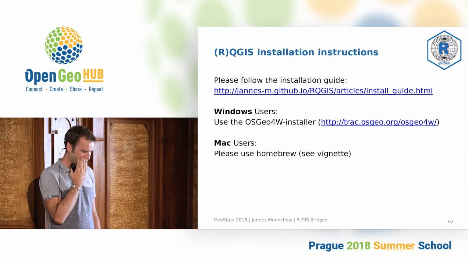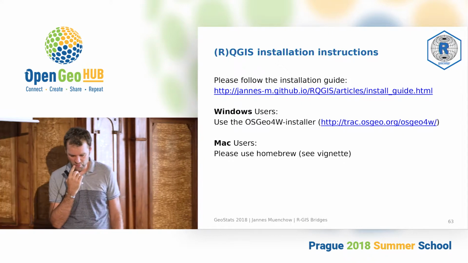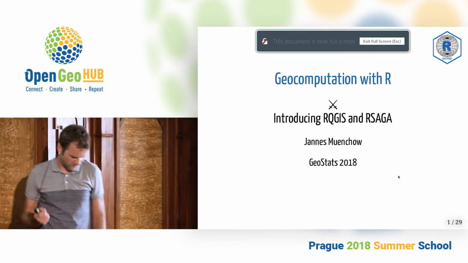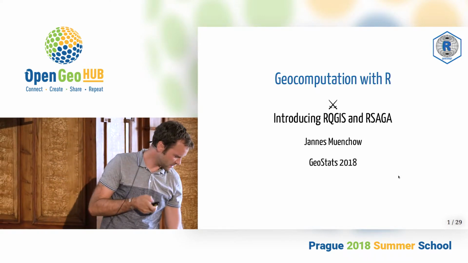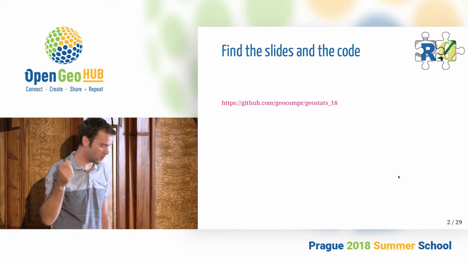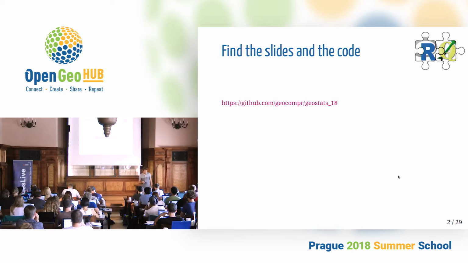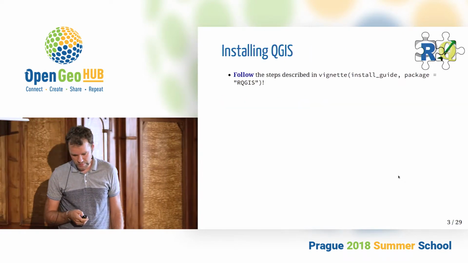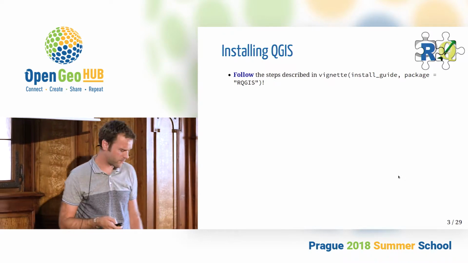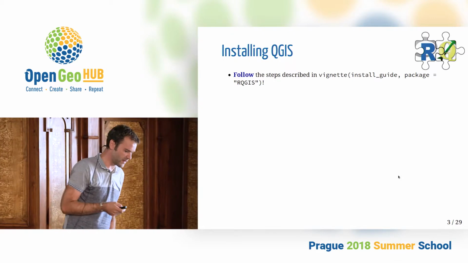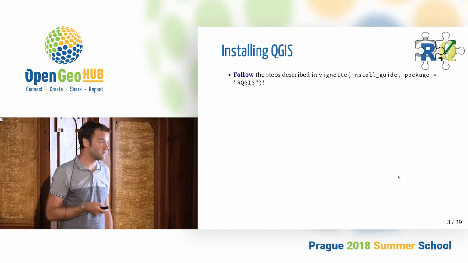Okay, so I think now we can move on to a little example. So let's have a quick glance at QGIS and RSAGA. Again, you can find the slides and the code in our repository, geocomp.r geostats_18. And if you want to install QGIS, please follow the steps listed in our vignette. Otherwise, it is not ensured that RQGIS will work.